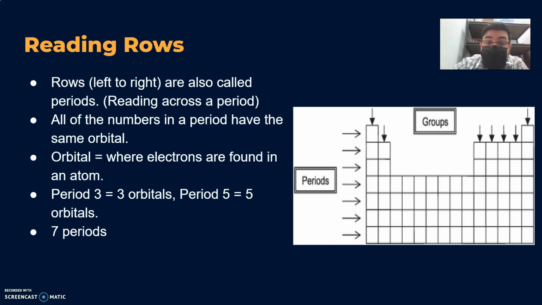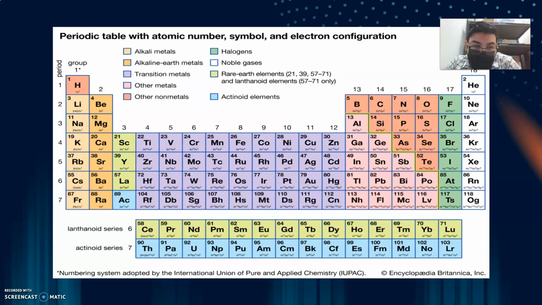So in period 3, that means there's 3 orbitals. That's how many circles are around the element. So period 5 would also have 5 orbitals. There's a maximum of 7 periods. There can only be a max of 7 orbitals. So in case someone's like, look at period 9, there is no period 9. It's only 7.